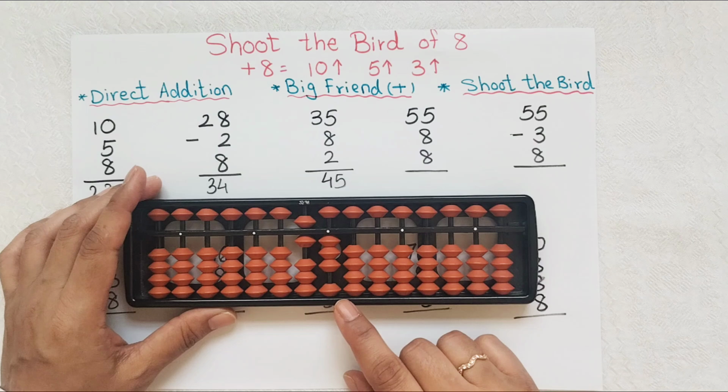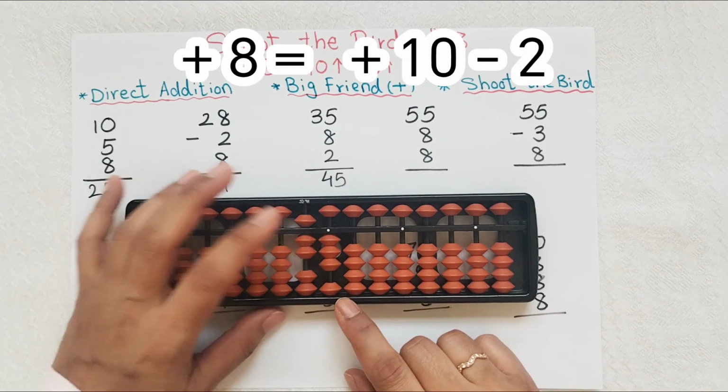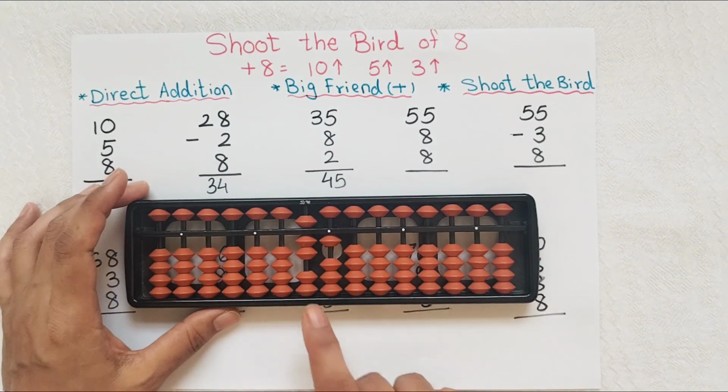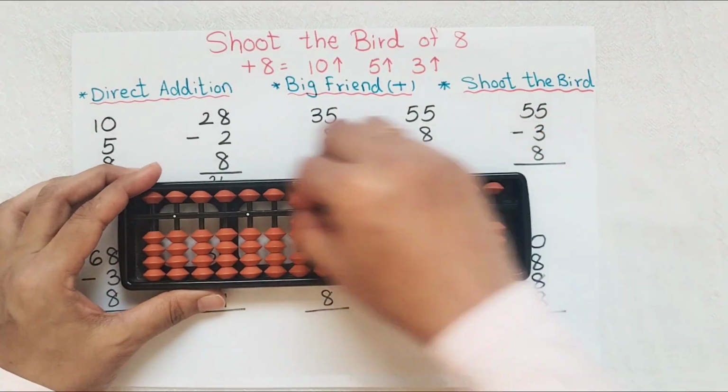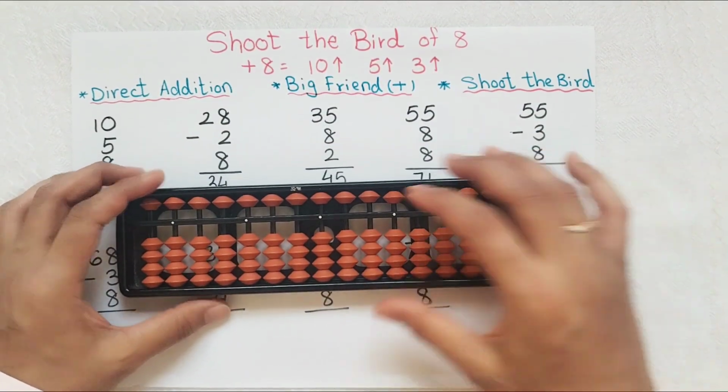Yes. So what is the formula for plus 8? Plus 10 less 2. My answer is 71. Next one. 55 less 3 plus 8.